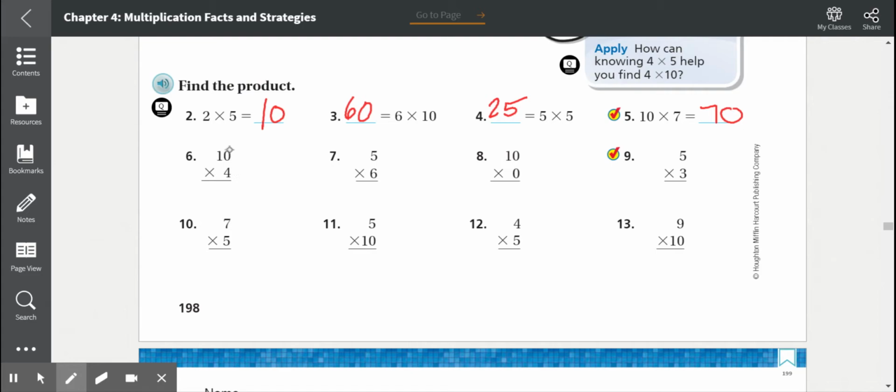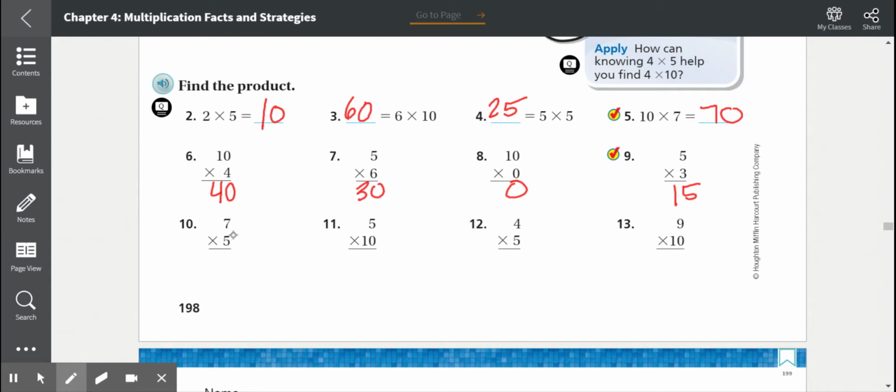10 times 4, count by 10s 4 times on your fingers. 10, 20, 30, 40. 5 times 6, count by 5 6 times. 5, 10, 15, 20, 25, 30. 10 times 0, any number times 0 equals 0. 5 times 3, count by 5 3 times. 5, 10, 15.